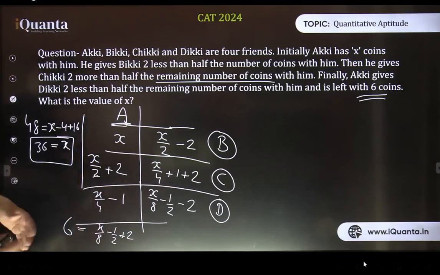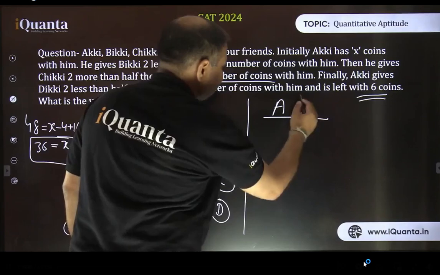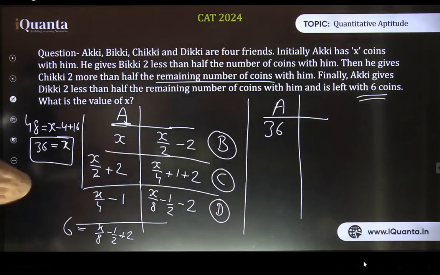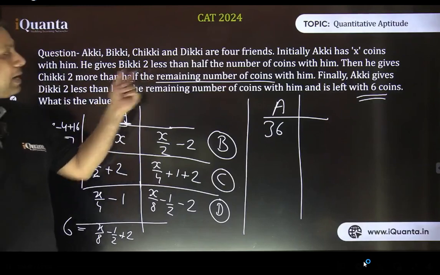Anyway, now let's verify it. Let's verify it as we discussed last time also. Let's verify it. So he had initially 36 coins. So let me write it again here. So if he had initially 36 coins, as we have got it here, so what did he do initially? He gave half of this and 2 less than that, right? 2 less than half the number of coins.